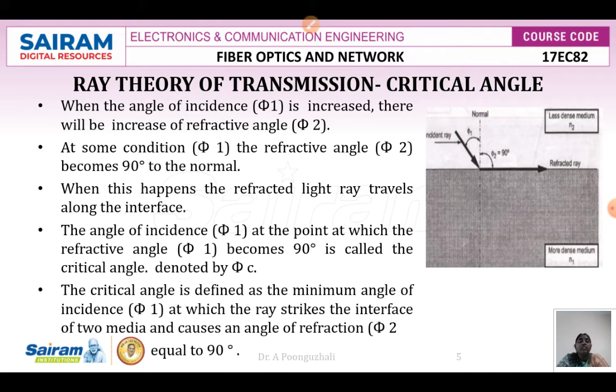When this happens, the refracted ray will be along the surface. When it is along the surface, this angle of incidence is going to be called the critical angle, and it is denoted by phi c. So the critical angle is defined as the minimum angle of incidence at which the ray strikes the interface between the two mediums and causes an angle of refraction phi 2 equal to 90 degrees.